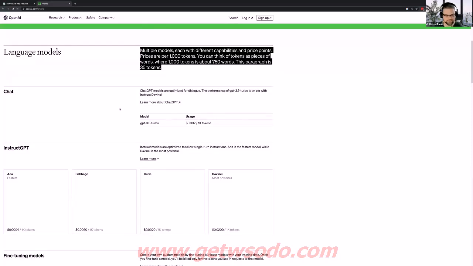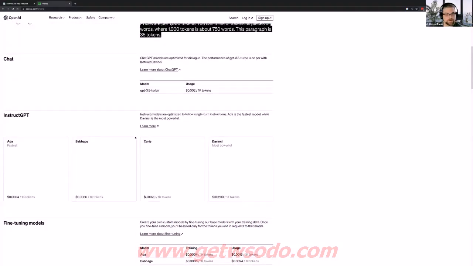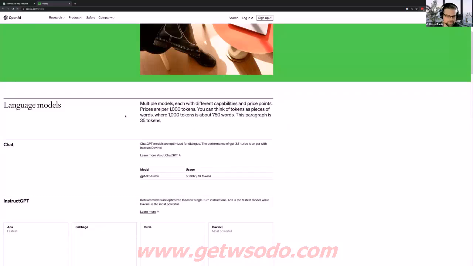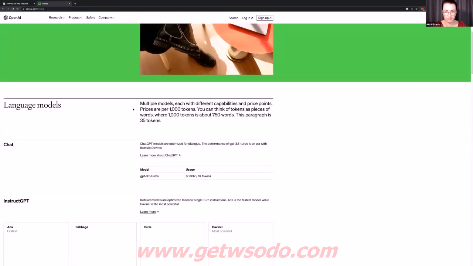If I'm a developer that wants to create the next Jasper AI, I can use OpenAI's GPT model to provide that as a service to writers, for example. And so this is how much it would cost me to provide that as a service. It'd be 0.002 cents per 1,000 tokens. So hopefully that answers the question. It's not that important to know as a writer, except that you're going to be limited in how many words it can spit out at a time.